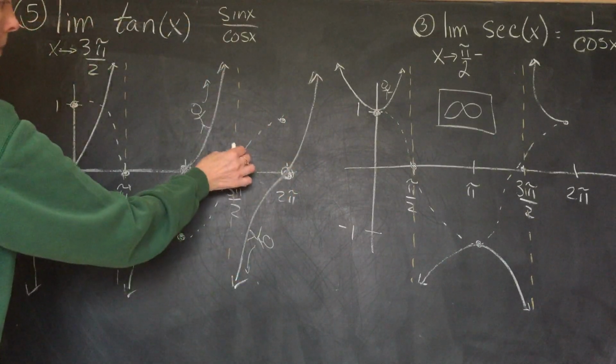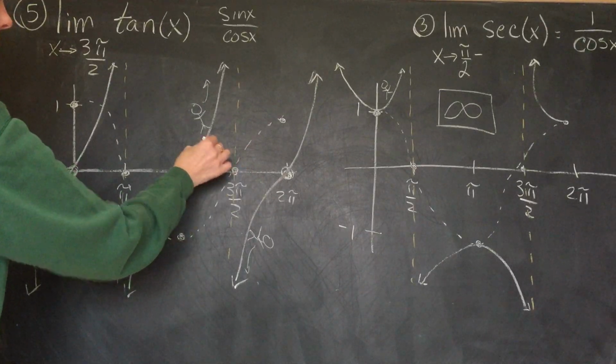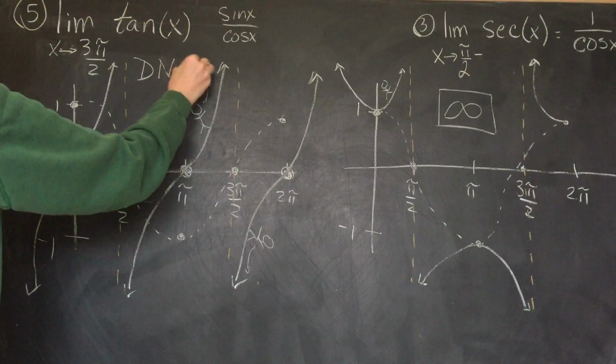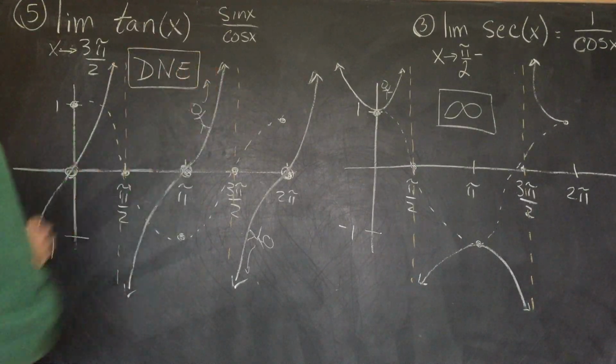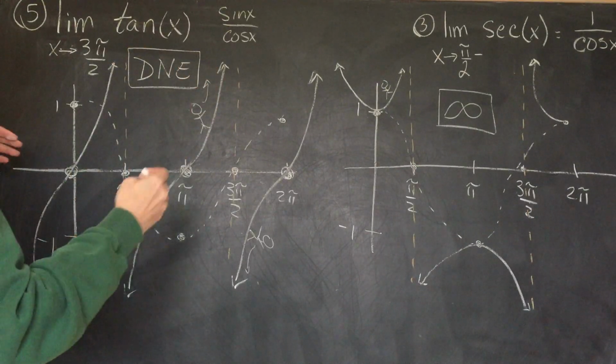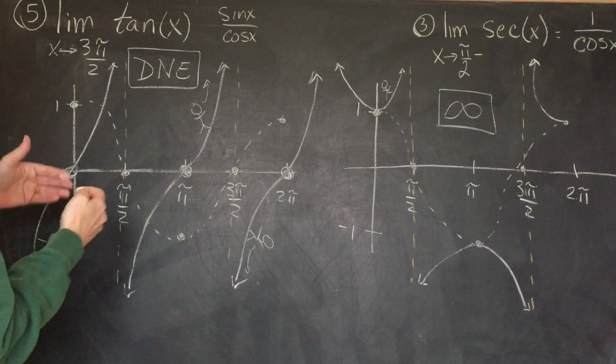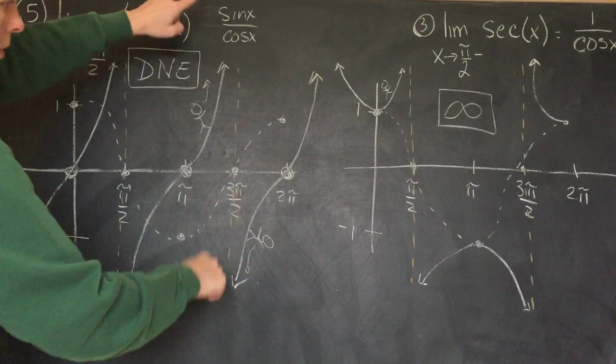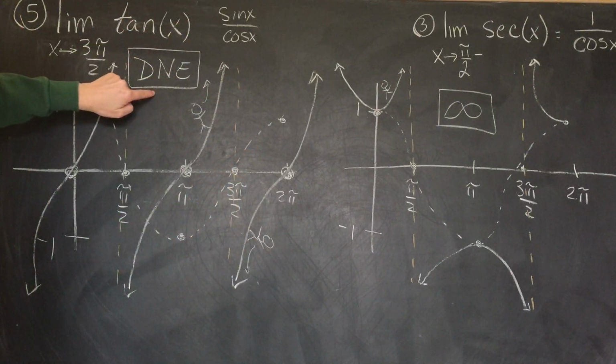So remember, if they're approaching that point and they're not going to meet up anywhere, your answer has to be that it does not exist. Again, if they were going to meet up at the same place, then it would be that value. But here, one's going up, one's going down, so opposite directions, so it does not exist.